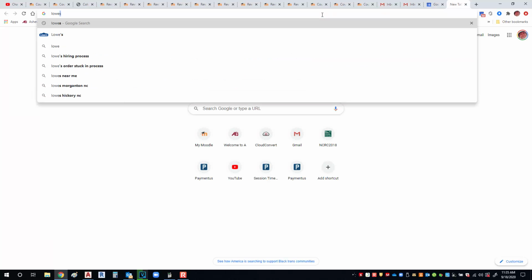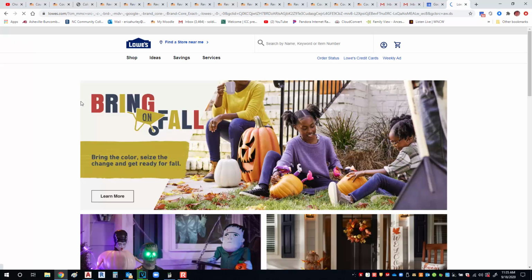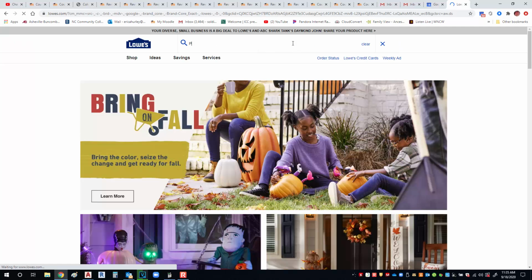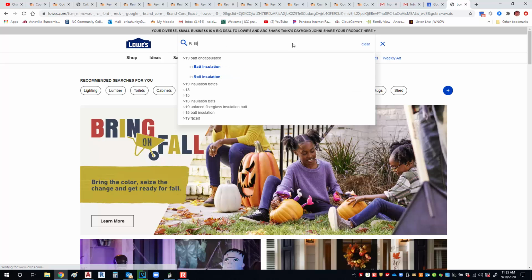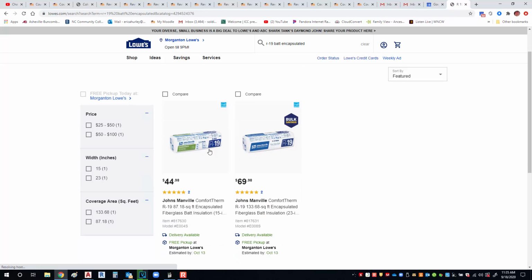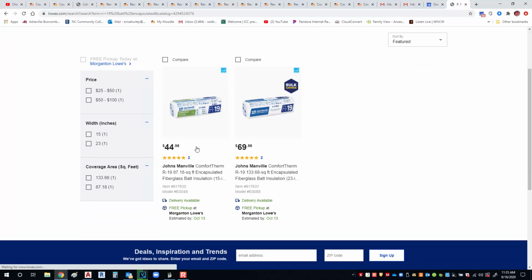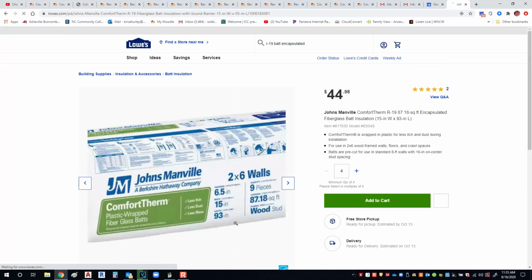You're going to have to go find a manufacturer. I just basically went to Lowe's and typed in R19 batt insulation. And we have Johns Manville. Let's click on that. It tells us that it is an R19.